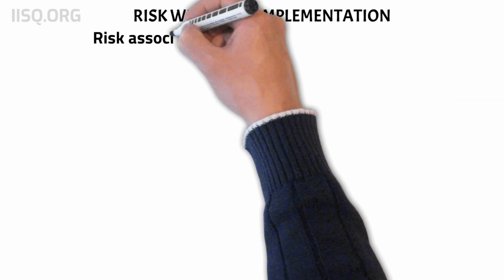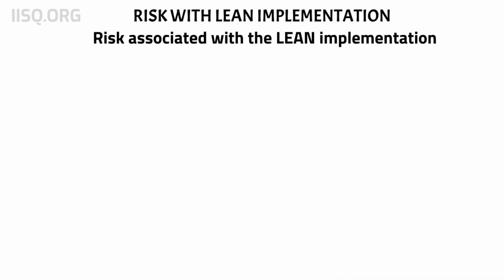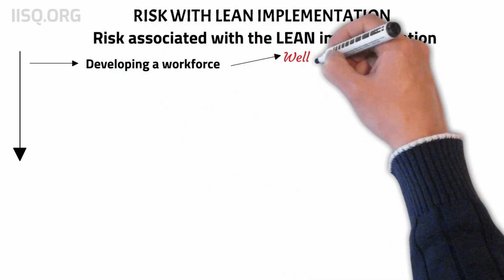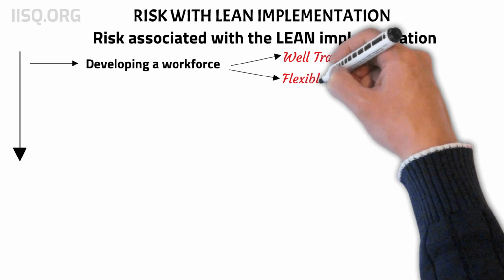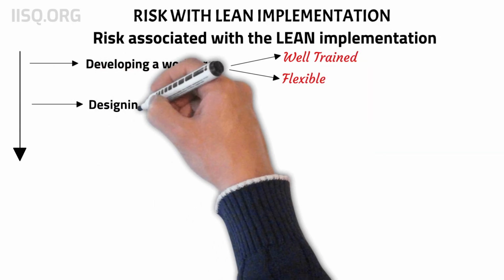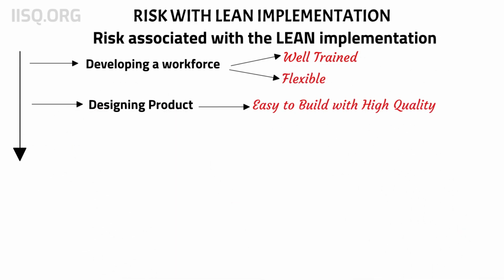However, there can be some risks associated with lean implementation. According to the article, risks with implementing lean can be reduced by developing a workforce which is very well trained and flexible, designing products that are easy to build, with high quality, and a supplier network that is both supportive and high performing.